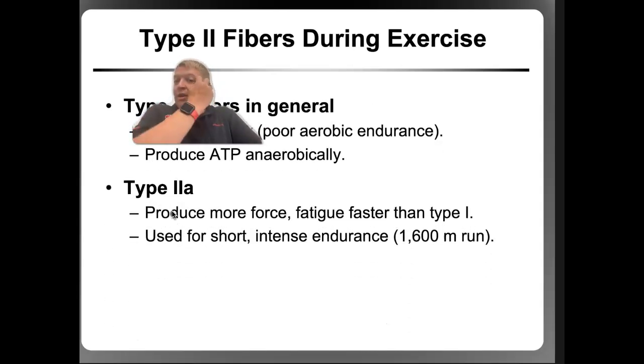So your type 2s fatigue very quickly. They don't really have aerobic endurance. They're more anaerobic, so they produce their energy, ATP, anaerobically. Type 2A have more force than type 1s, and they fatigue faster than type 1s. They're used for short, intense distances, less than a mile. Is it 1,600 meters a mile? It's still pretty short. That'd be 4 trips around that track out there. So type 2As are intense distances of less than a mile.